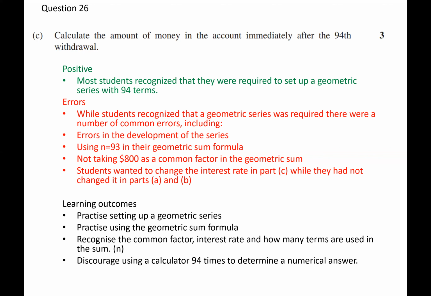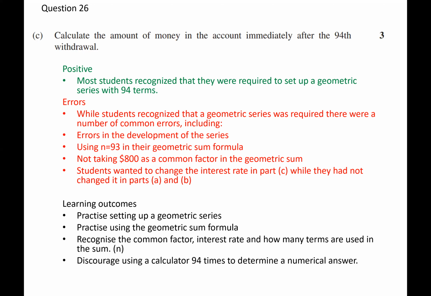So learning outcomes, just practice setting up geometric series. So that's that whole first 3 terms, and then working through to the nth term. So that nth term is an important line. Practice using the geometric sum formula. Recognise what is the common factor. So in this case, 800 to take out the front of that geometric series.